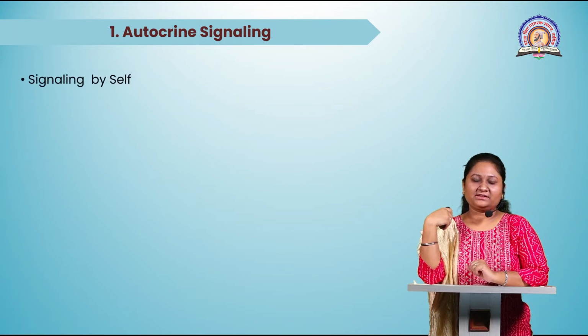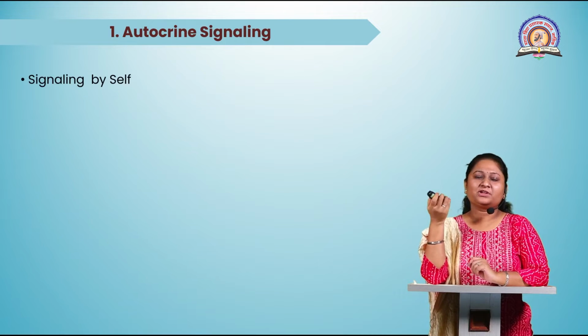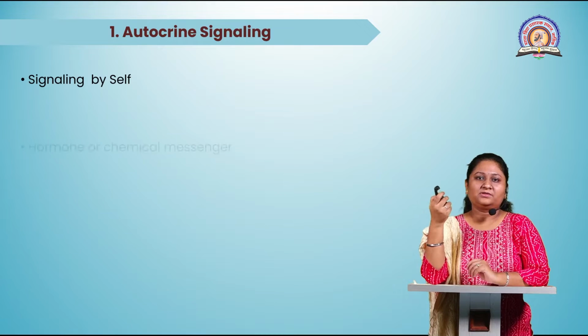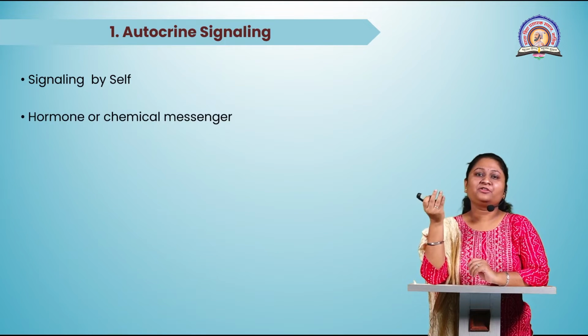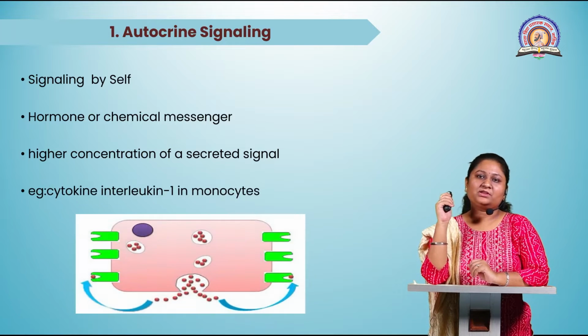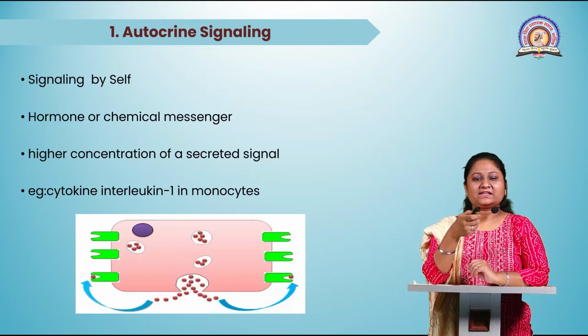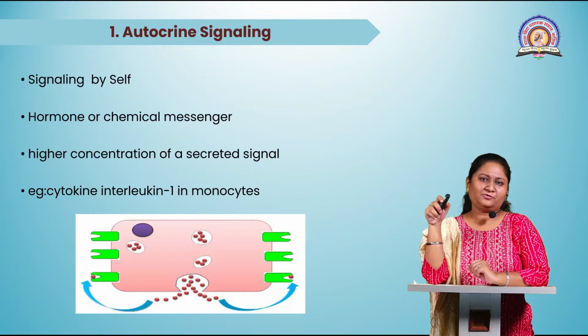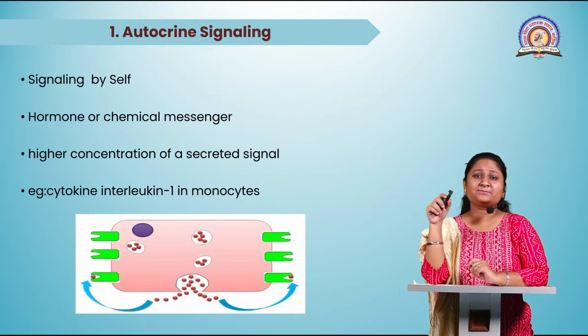First, autocrine signaling. This kind of signaling is self-signaling. So what happens here? The signaling molecule released by the cell binds to the receptor present on the cell itself. Here you can see that there are different molecules which are used in signaling. In this type of signaling, hormones or chemical messengers released by the cell go and bind to the receptor present on the cell itself. You can see in the image that the red signaling molecules released by the cell go and bind to the green receptor present on the cell itself. You may wonder why the cell has to bind to the signaling molecule released by the cell itself.